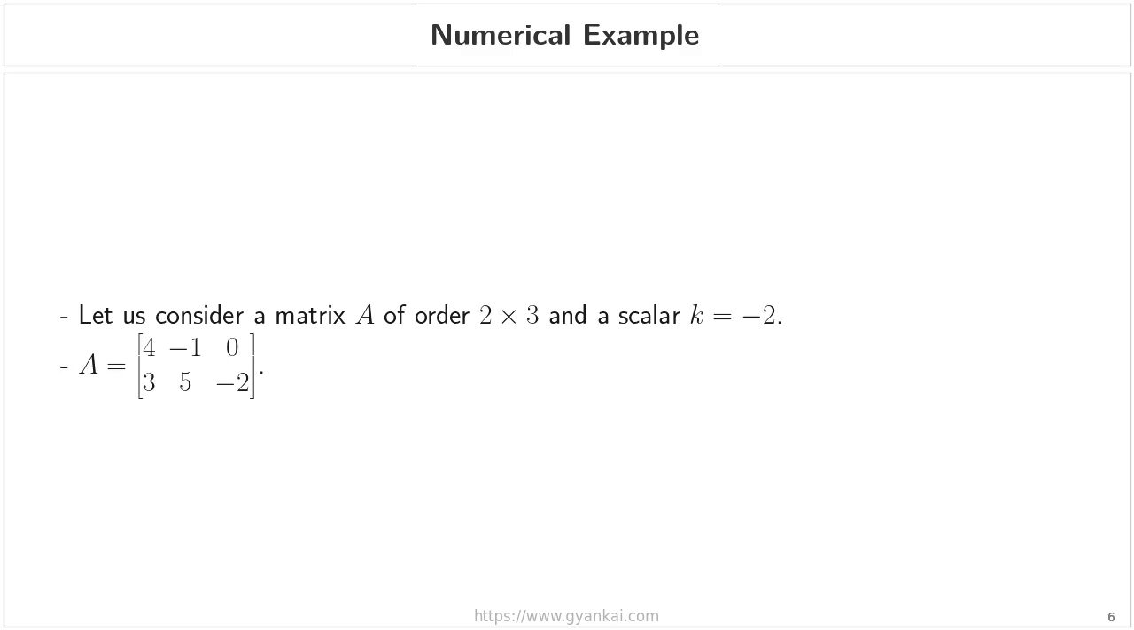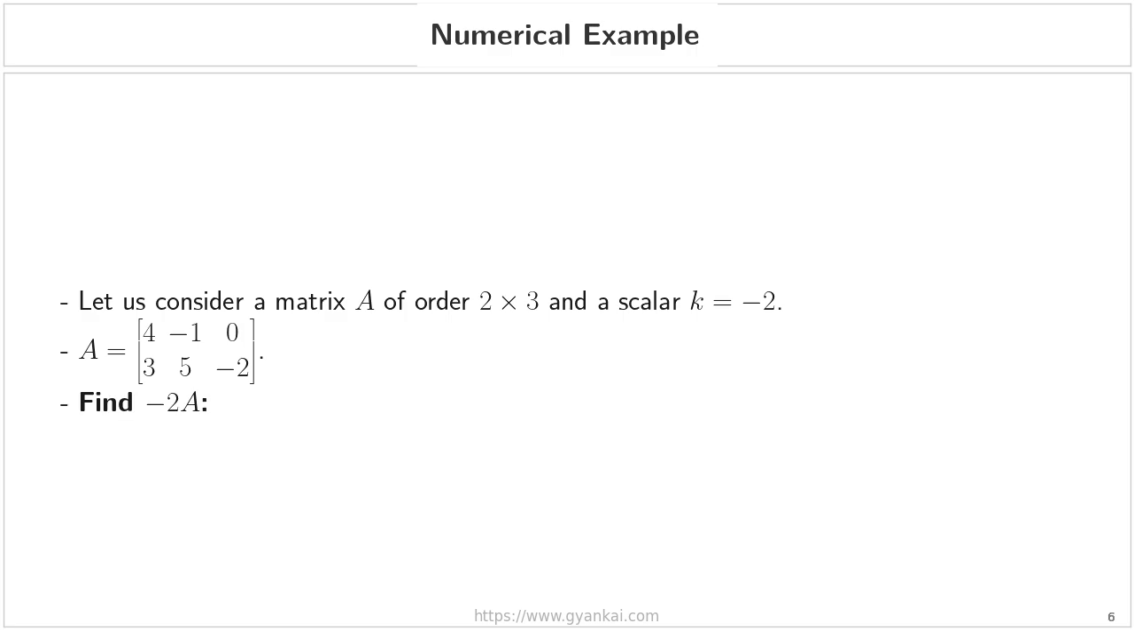To visualize this, matrix A consists of 2 rows and 3 columns. The first row contains the elements 4, -1, and 0, while the second row contains 3, 5, and -2. Our objective is to find the resulting matrix when we multiply -2 by matrix A.